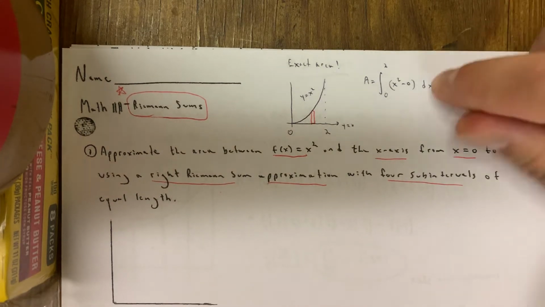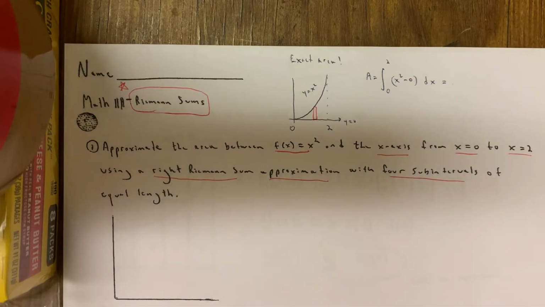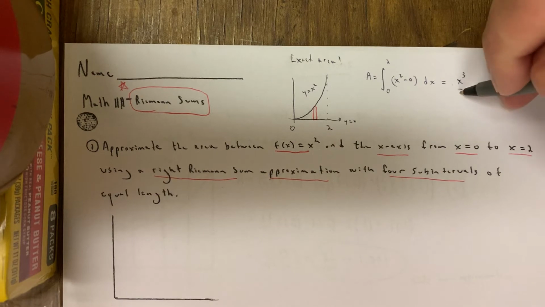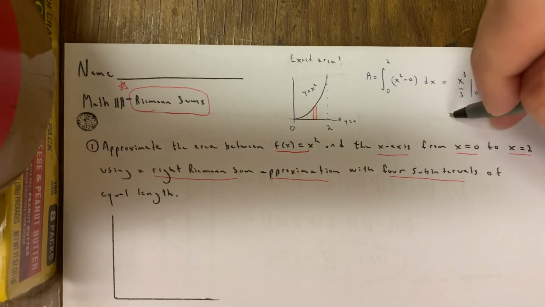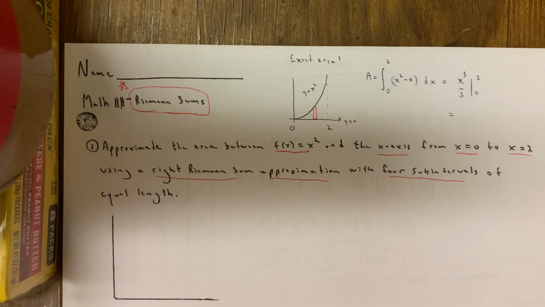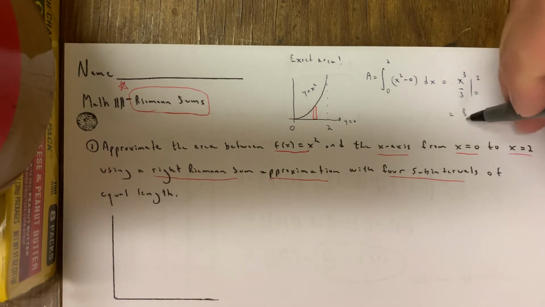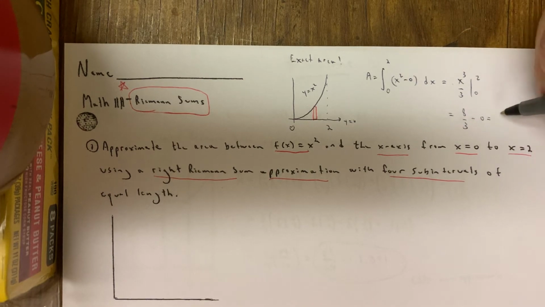And obviously, this is the same thing as just integrating x squared with respect to x, which we know is equal to x cubed over 3. And we evaluate that from 0 to 2. Plug in the 2, 2 cubed is 8, so 8 thirds. Minus 0. We love zeros. So we actually get 8 thirds as the exact area there.